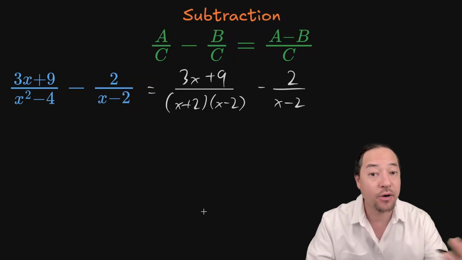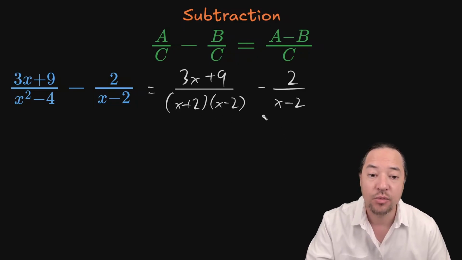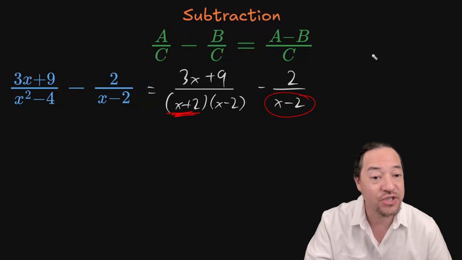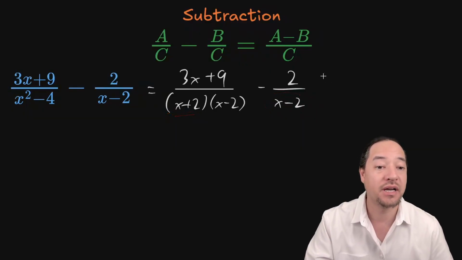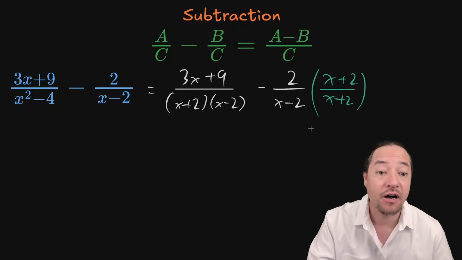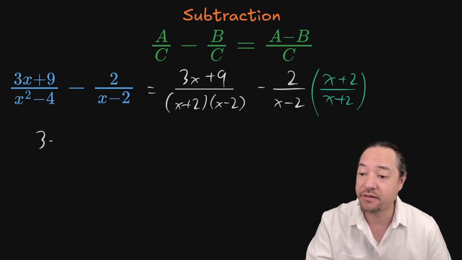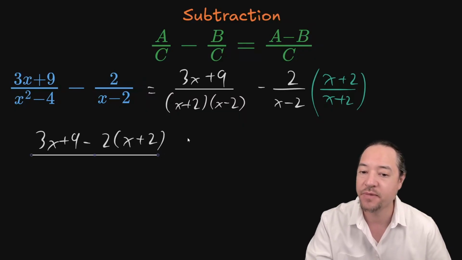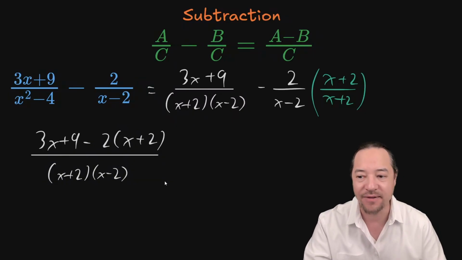All right, so how can we get a common denominator? Well, we'll see that this one is just missing a factor of x plus 2. So just like before, we'll multiply an x plus 2 over an x plus 2, right? Because this is equal to 1. So we can do this. All right, so once we do that, we'll get a 3x plus 9 minus a 2 times x plus 2 in the numerator. And in the denominator, we have this common denominator that we found.